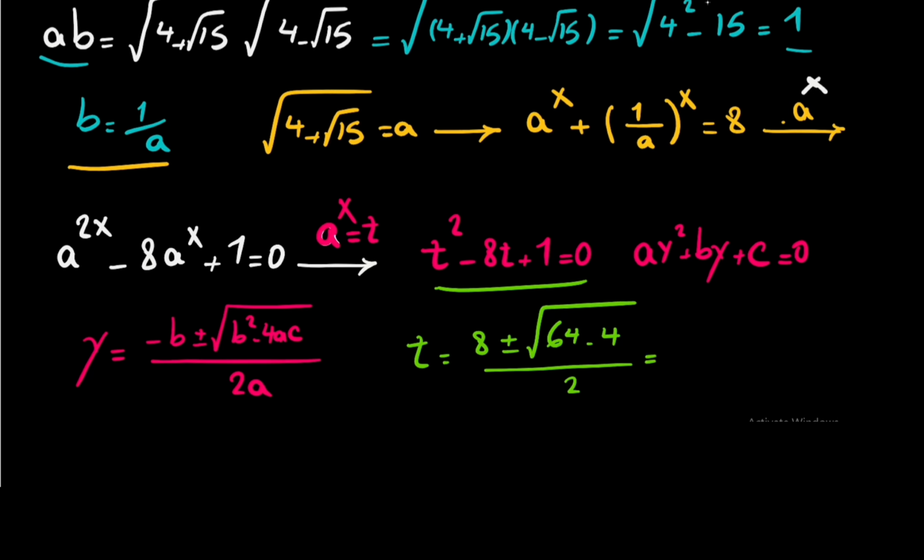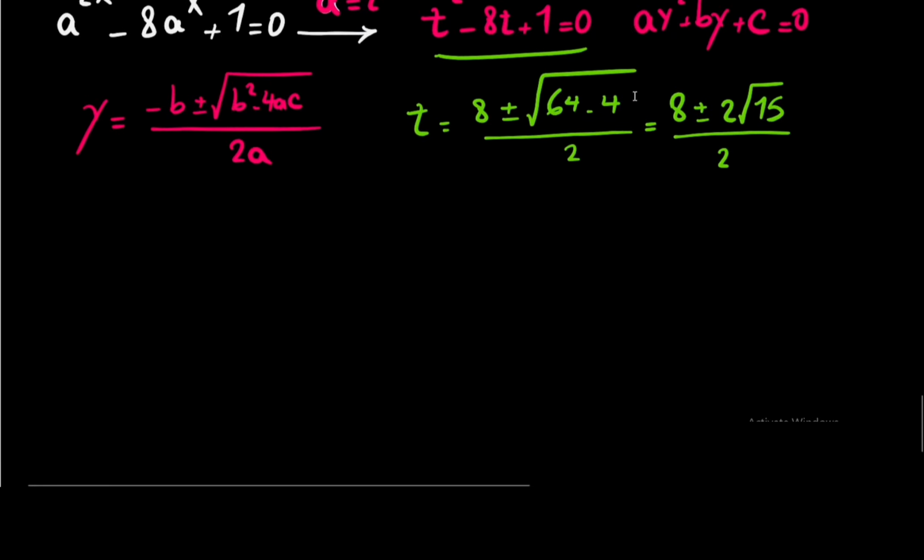So that's equal to 8, positive and negative square root of 60, which is, I think, 2 square root of 15, right? Yeah, divided by 2. Let me scroll down to continue. So I told you t was equal to a to the power of x. So a to the power of x is equal to 4 positive and negative square root of 15, right?